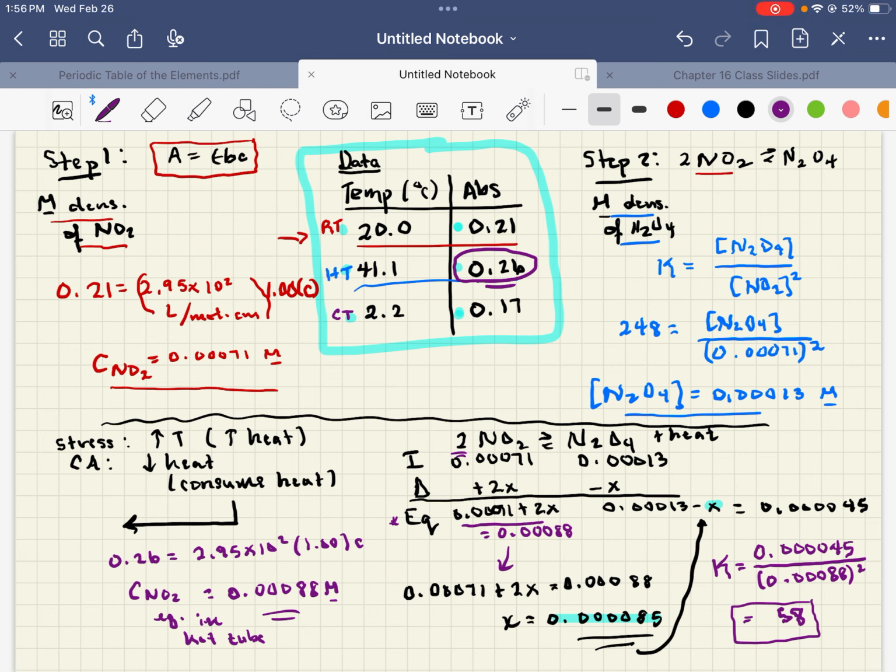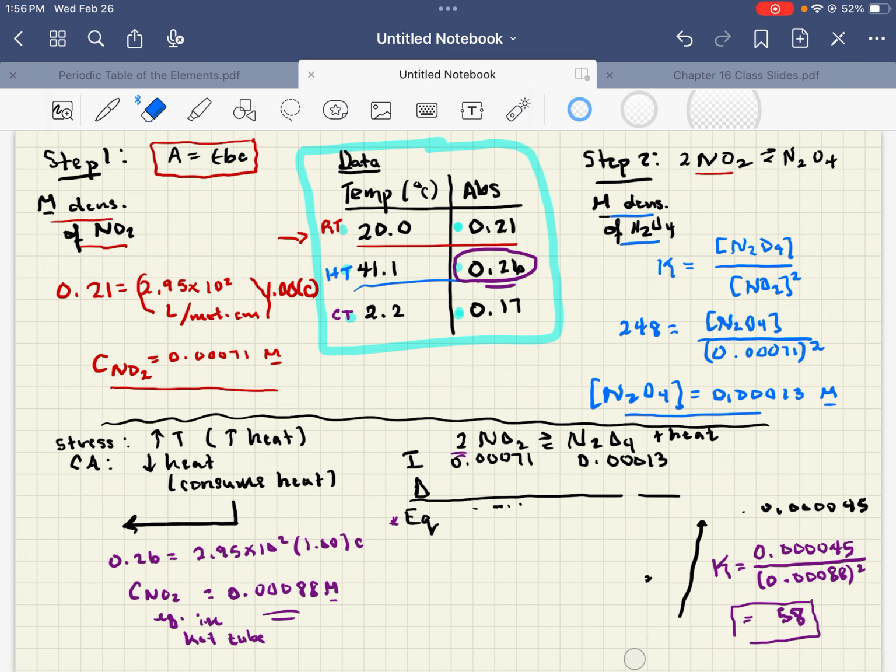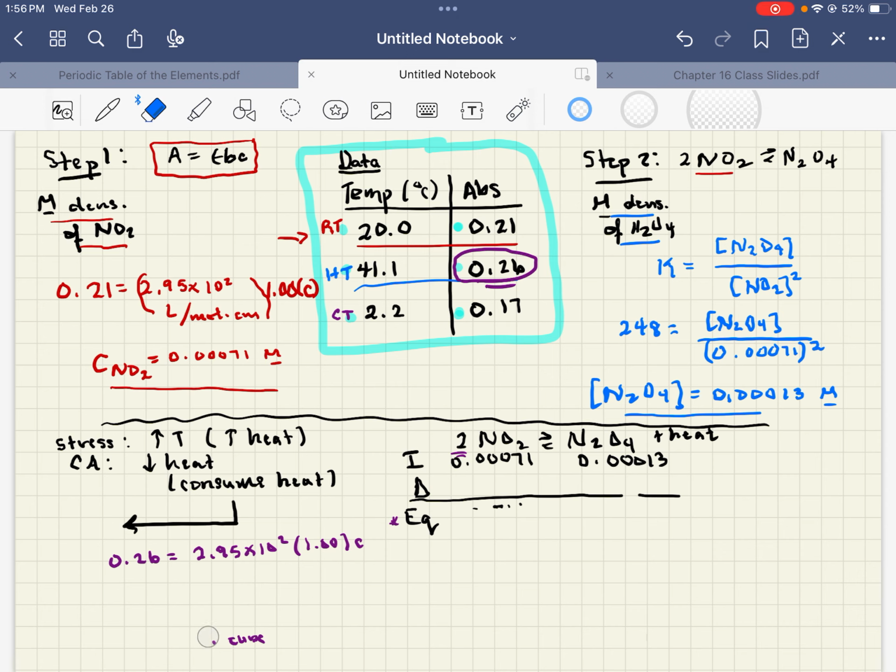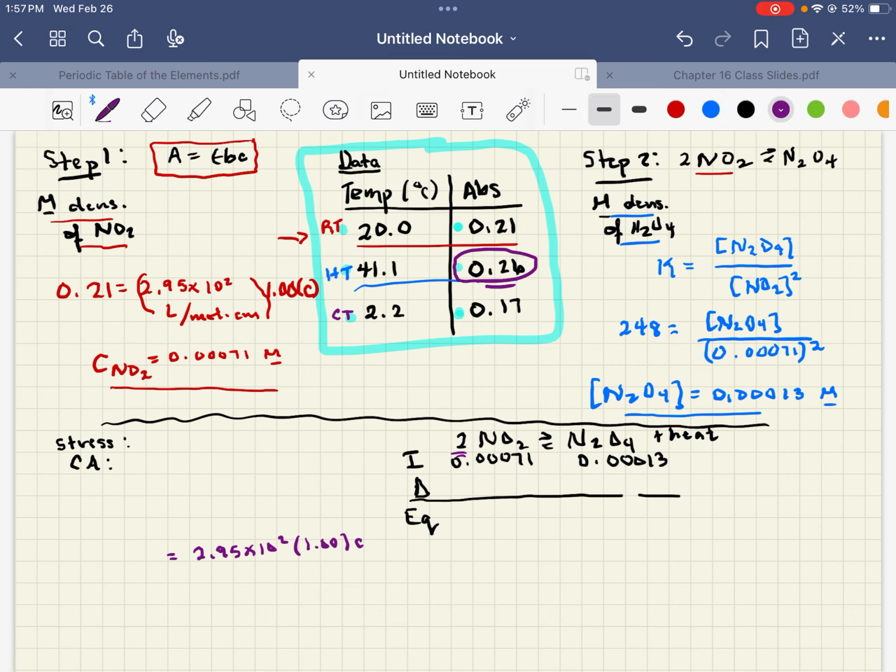Now, when we look at the second tube, I'm going to get rid of some of this information down here. We're going to do a similar thing for the cold tube that we did for the hot tube. The difference is we have to think about the shift with respect to the cold tube. So think about that. We now are in the cold tube, and so we're going to come back up here, and our cold tube is at 2.2 degrees Celsius, and we have an absorbance associated with that. So we're going to come down here and think about what's going on.